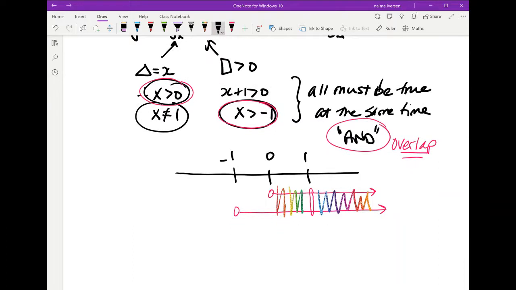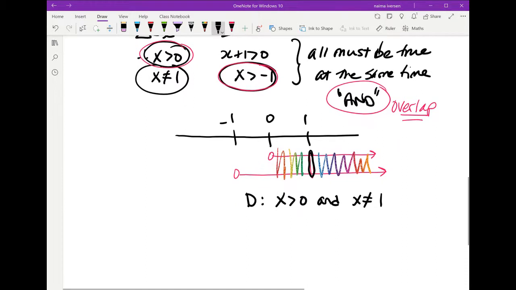So that means that my domain for this would be everything greater than 0 except I can't take the 1. The 1 is sort of coming outwards from that one. And this idea of the inequality is what we're going to be doing to find the domain with log functions. So we are back to our inequalities again.